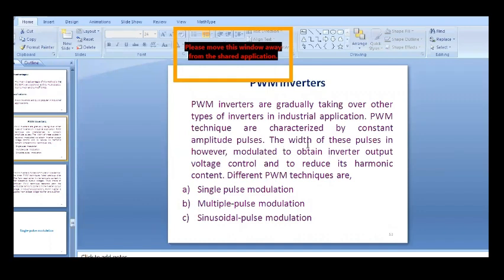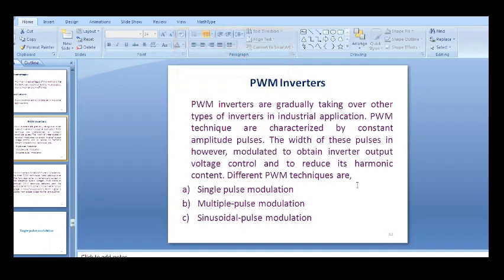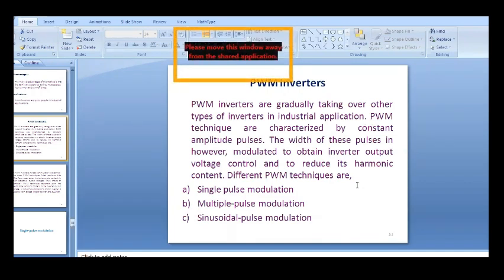The PWM inverters are gradually taking over other types of inverters in industrial applications. The pulse width modulation technique is characterized by constant amplitude pulses. The width of the pulses, however, is modulated to obtain inverter output voltage control and to reduce its harmonic content. There are many different PWM techniques incorporated: the single pulse modulation, multiple pulse modulation, and sinusoidal pulse modulation.